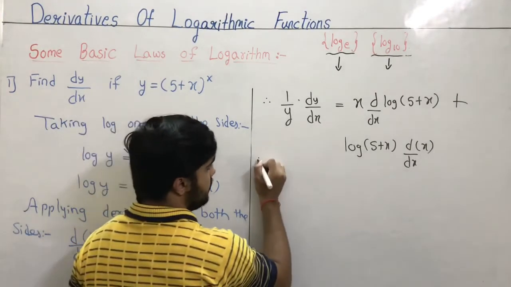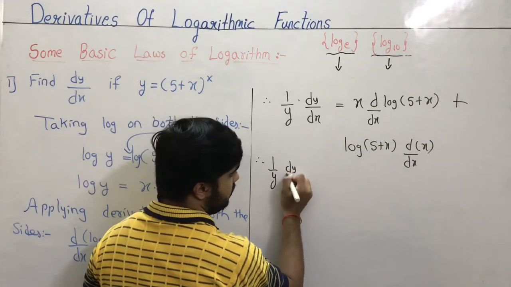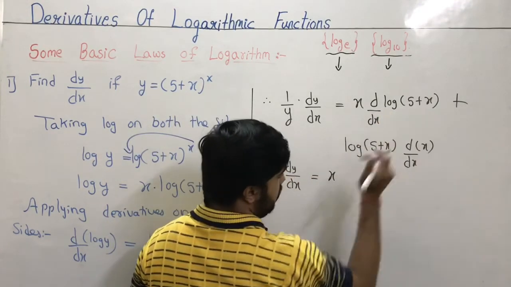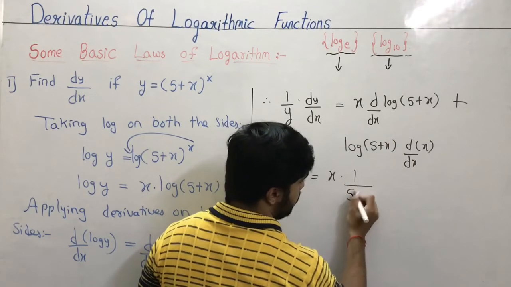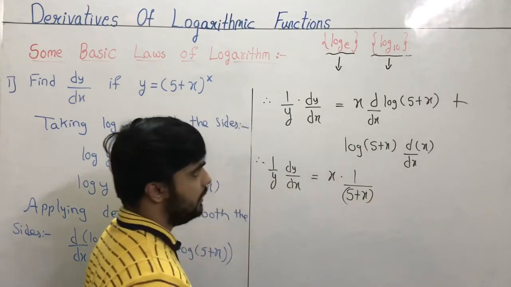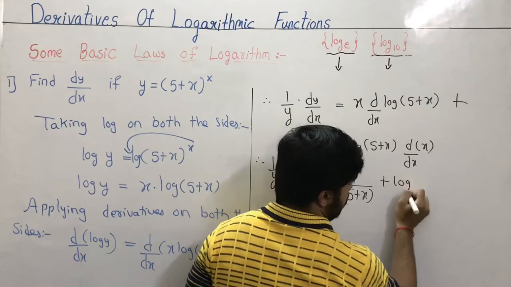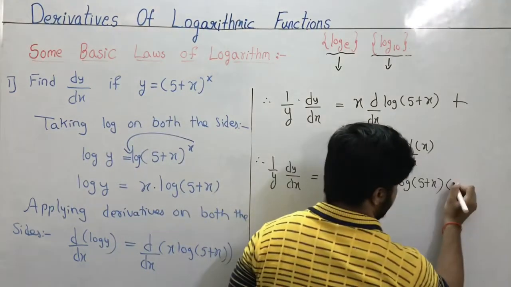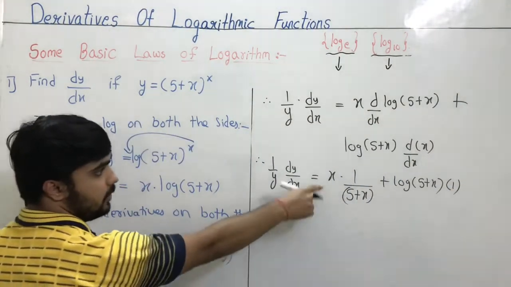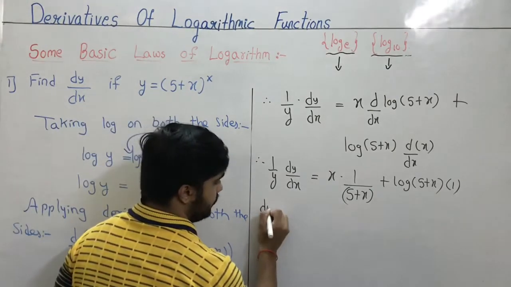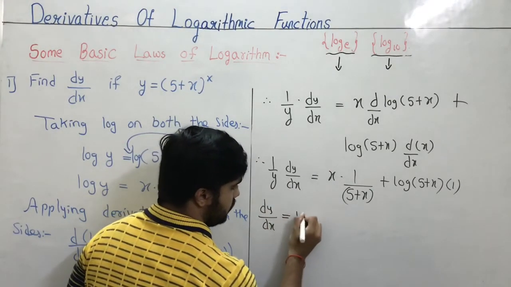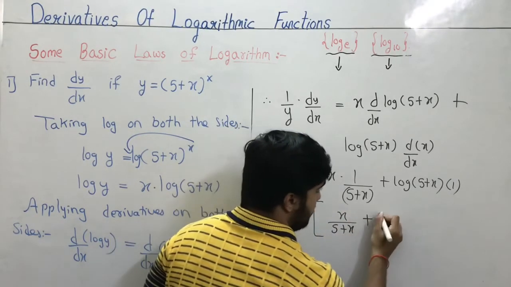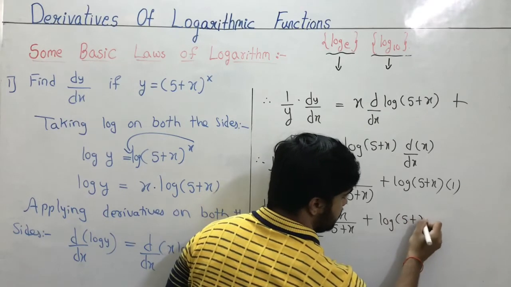Now we can solve that. Therefore 1 upon y dy by dx as it is. So this will be x into the derivative of log, which is 1 upon (5 plus x), plus log of (5 plus x) as it is, times the derivative of x, which is 1. Now we can take this y on this side, so we get dy by dx equal to y times [x upon (5 plus x) plus log of (5 plus x)].